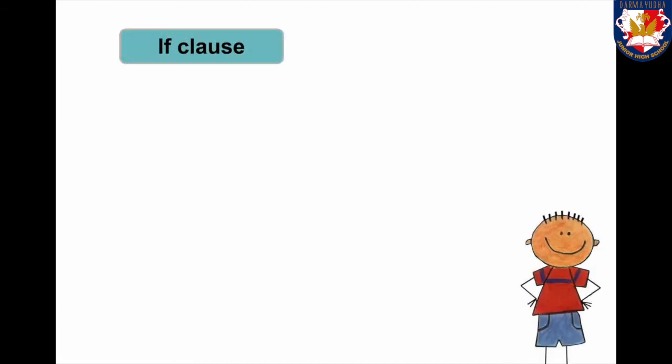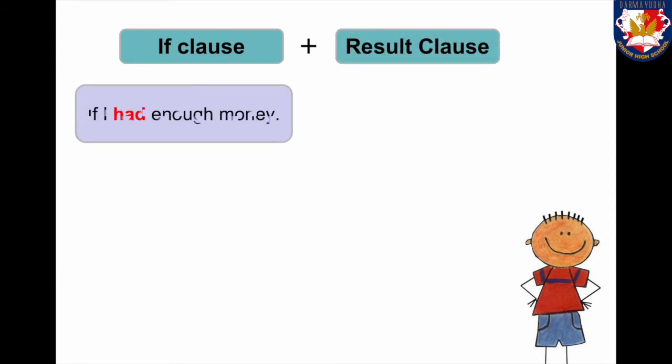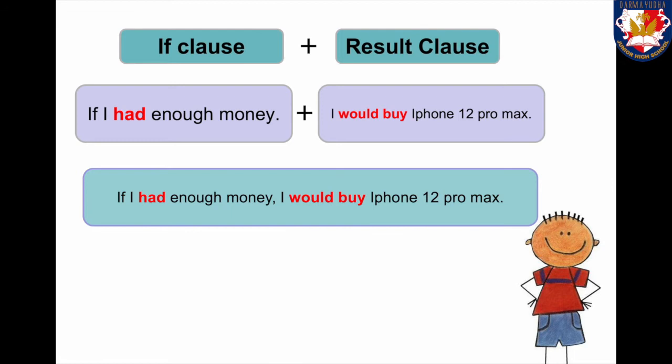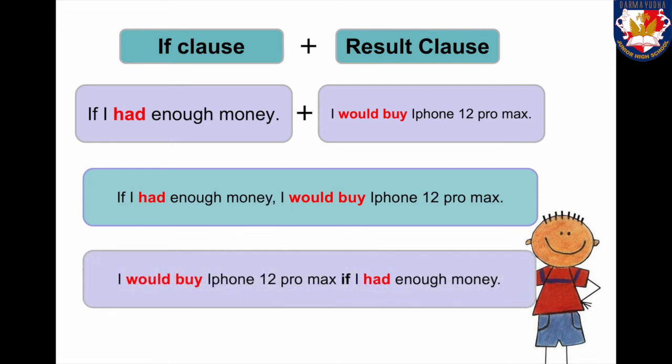If we combine the if clause and also the result clause, if I had enough money with I would buy iPhone 12 Pro Max will become if I had enough money, I would buy iPhone 12 Pro Max. Or you can start your second conditional by putting the result clause in the beginning of your sentence. Like, I would buy iPhone 12 Pro Max if I had enough money.